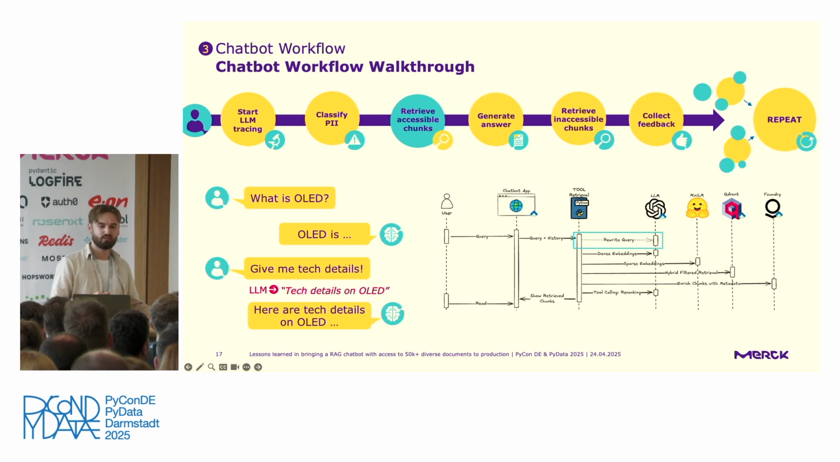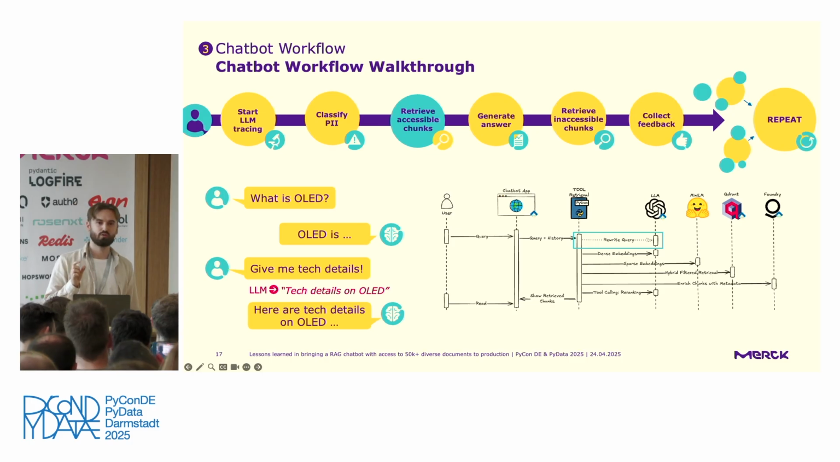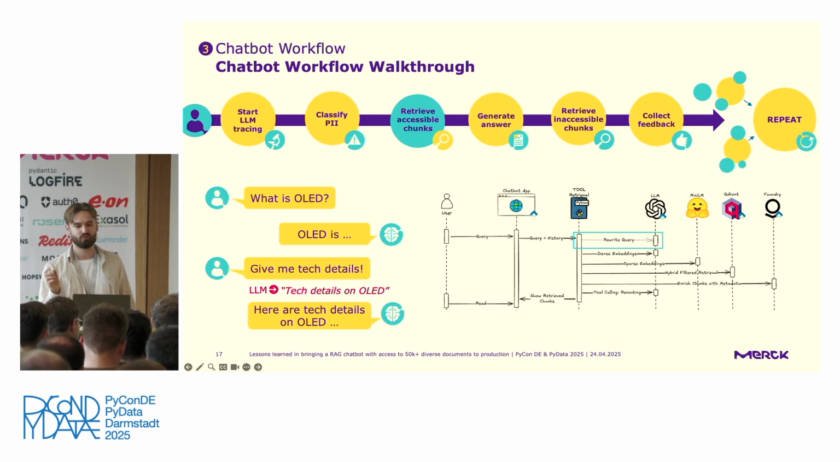So these queries lack the context needed for vector retrieval. So what we do is we use an LLM that automatically transforms the conversation history and the latest query into a nice standalone query that you can really use for vector embeddings. So yeah, "give me tech details" becomes "tech details on OLED", which we can use for retrieval and then for answer generation. And this really significantly improves the retrieval accuracy. So we always ensure that the vector search has the complete context needed for finding the right documents.